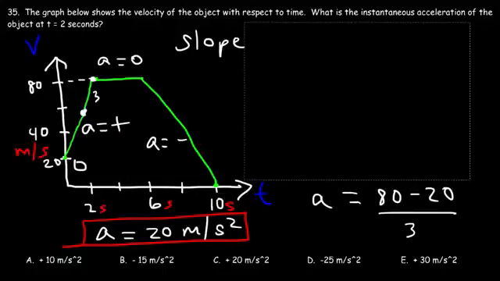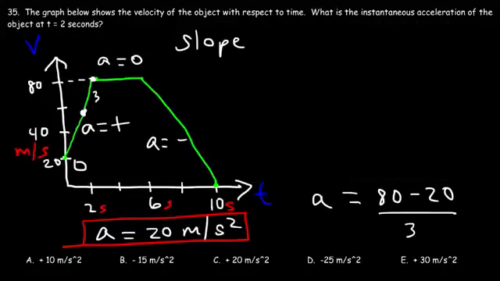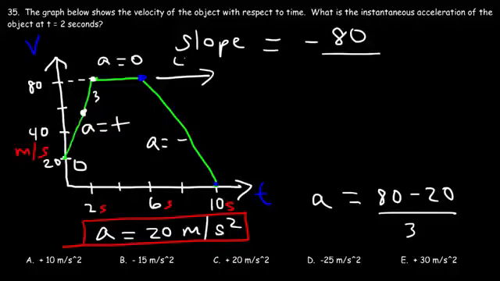Now, if you want to calculate the acceleration for the second part, you can use the velocities at these two parts. So using slope, which is rise over run, the rise is going from 80 to 0. So the rise is negative 80. The run is 4 units. So rise over run, negative 80 over 4. The slope is negative 20.